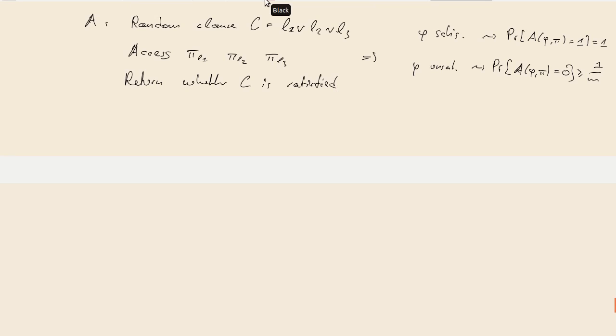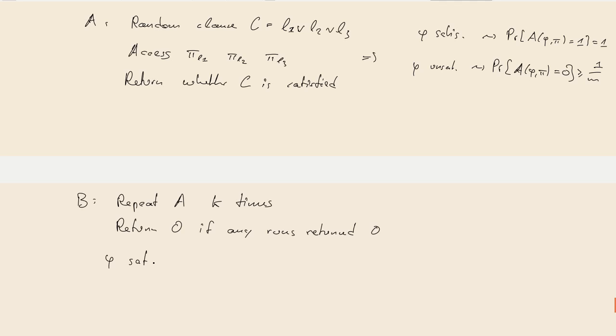We know how to do that. We repeat A a certain number of times. I'll tell you in a second how often. And we return 0 if any of the runs return 0. Because in case we should return a 1, all of the runs must return 1. So whenever we see a 0, we know that we're in the unsatisfiable case. So now again, if phi is satisfiable, we have the same result, because A must have the same result in all the k iterations.